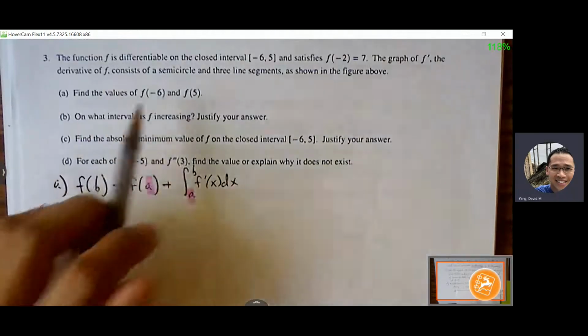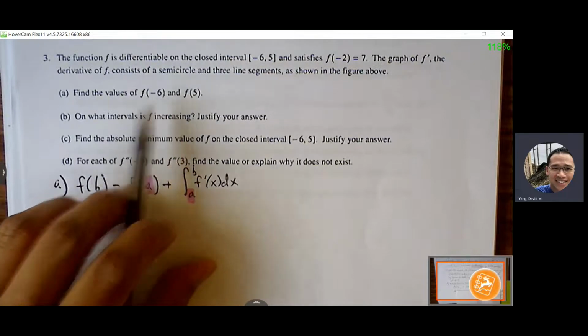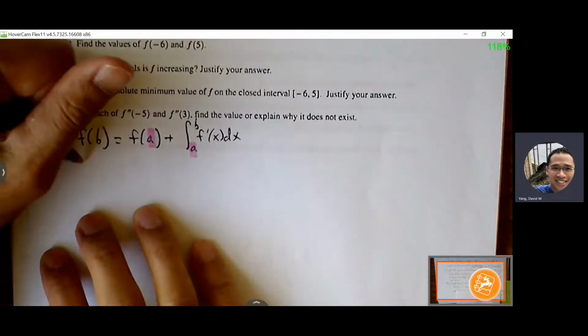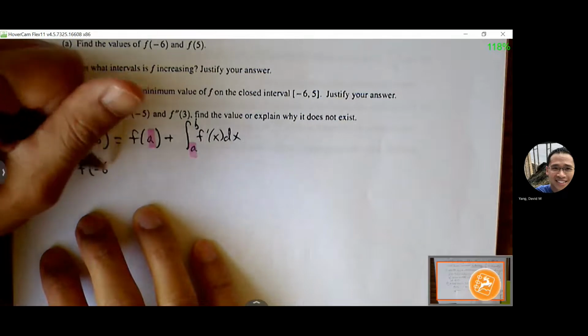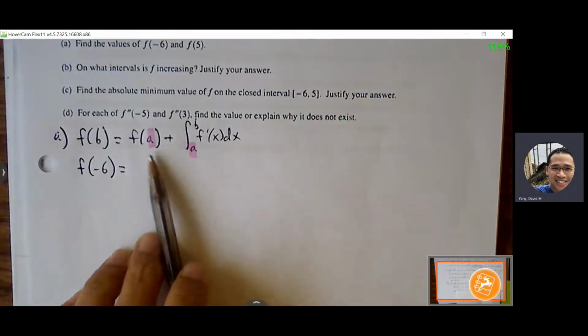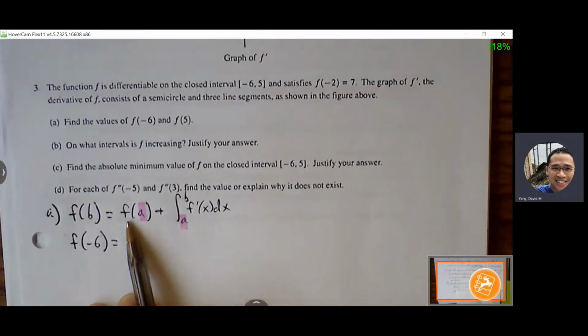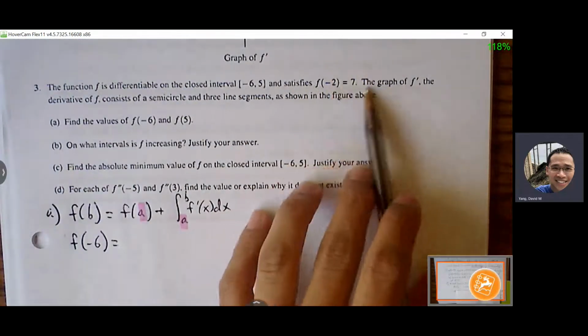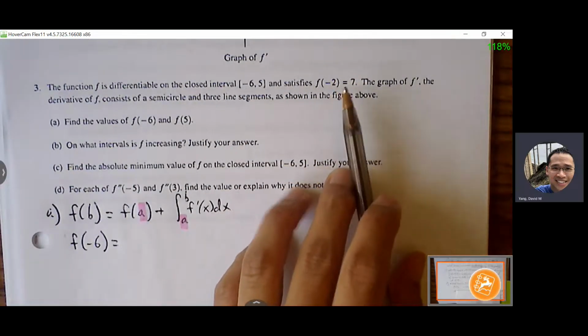Okay, so let me show you what I mean by that. So part A says find the value of f of -6. Okay, so that's what I'm looking for. I'm going to start off with f of -6. F of a is my starting point. So starting point is just whatever they give you. So f of -2 is 7. That's the starting point.